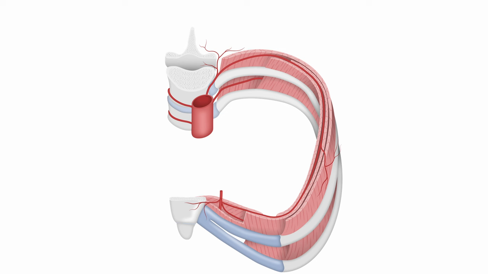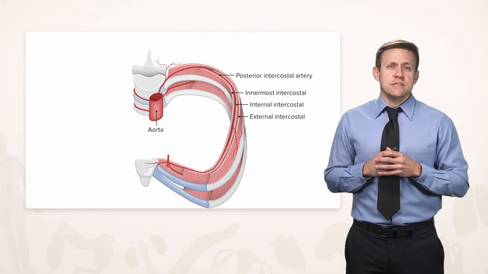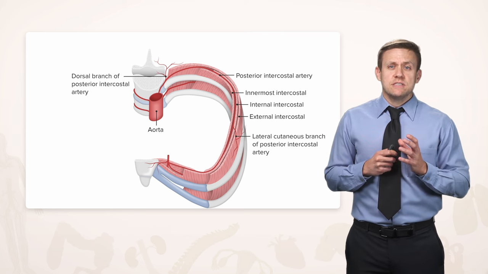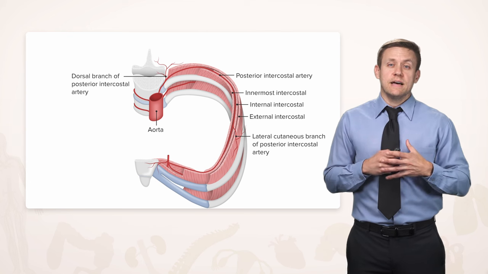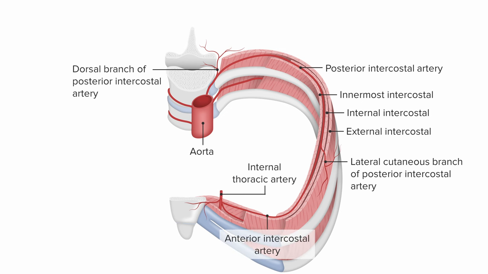So again, from superficial to deep, we have the external intercostal, internal intercostals, and the innermost intercostals. Posteriorly is where we have the aorta, giving rise to the posterior intercostal arteries that are traveling, again, between internal and innermost intercostals. Now, it's also going to give some other branches. So there's a dorsal branch that's going to go off and supply the back, and there are going to be branches that pierce through the muscle to provide supply to the overlying skin, before they anastomose with the anterior intercostals coming from the internal thoracic artery, which itself is going to give some perforating branches to supply the overlying skin.